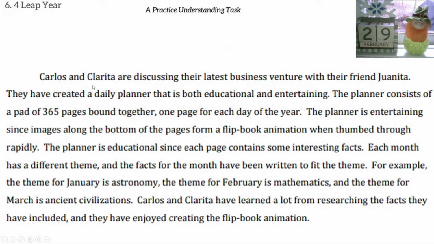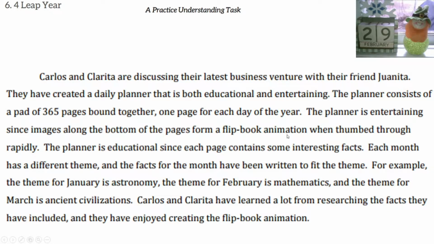Carlos and Clarita are discussing their latest business venture with their friend Juanita. Carlos and Clarita, boy, they make a lot of money. They have created a daily planner that is both educational and entertaining. The planner consists of a pad of 365 pages bound together, one page for each day of the year. Oh, that makes sense. The planner is entertaining since images along the bottom of the pages form a flipbook animation.